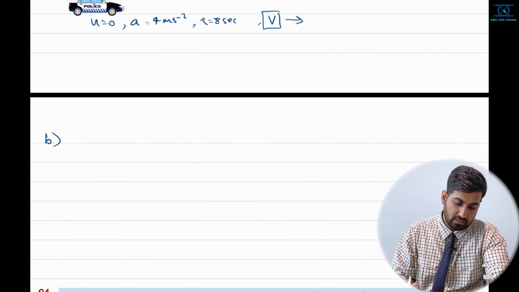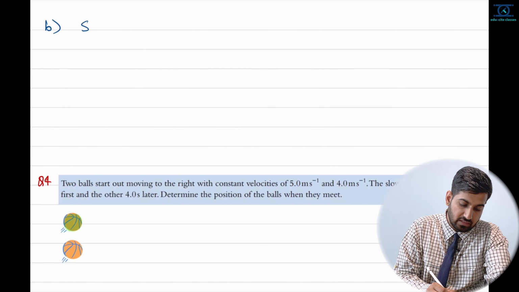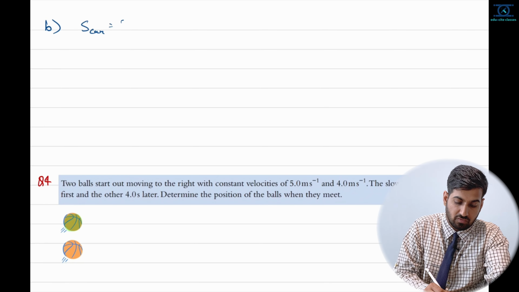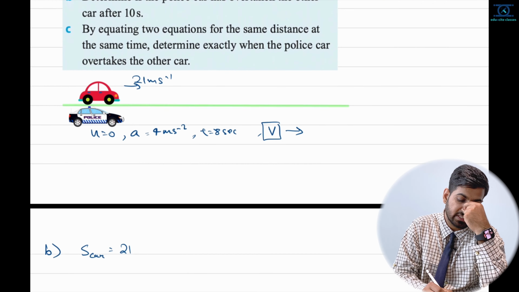So just calculate the distance. For the car, displacement is speed into time, which is 21. Okay, and the time we have to consider is 10 seconds, right?